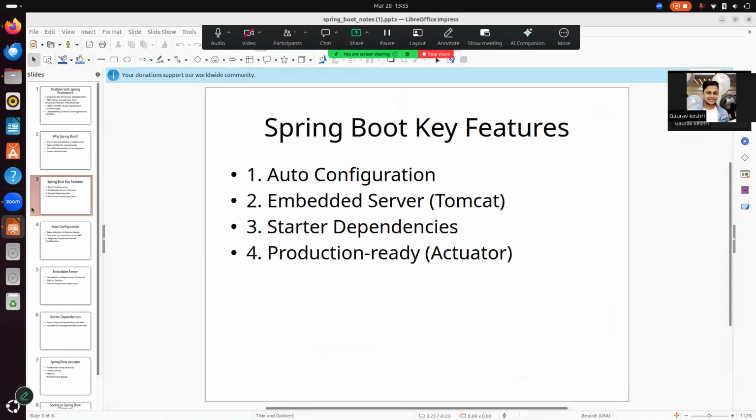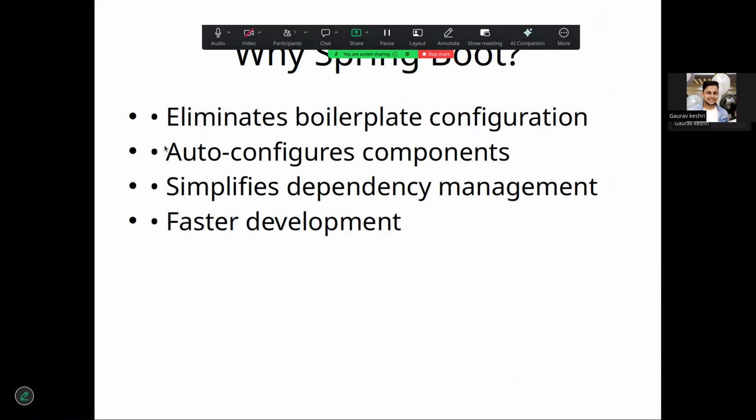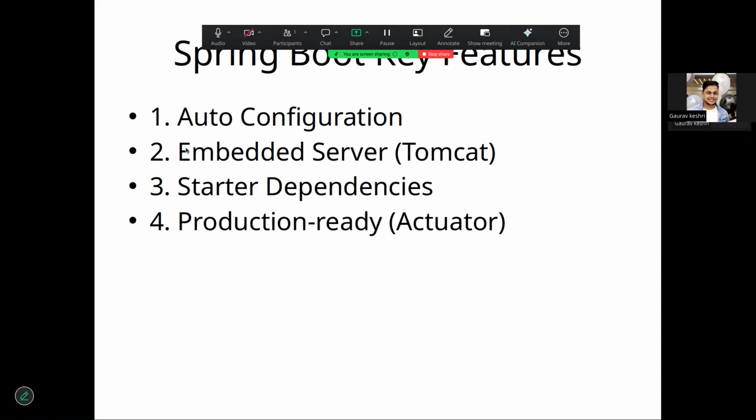Let's go back. So we have seen what starter files are, what the embedded Tomcat server is, and auto configuration. Let's see actuators. So what are actuators? Basically, Spring Boot Actuator provides a wide variety of production-ready features, like REST APIs.